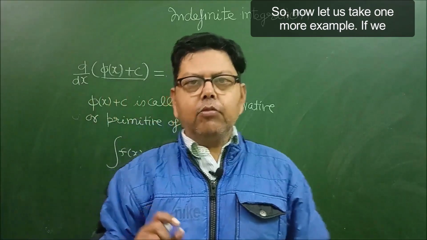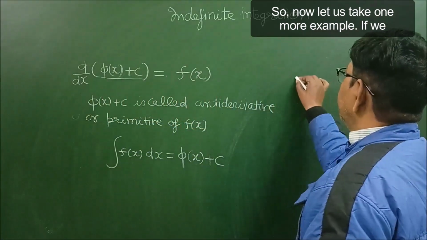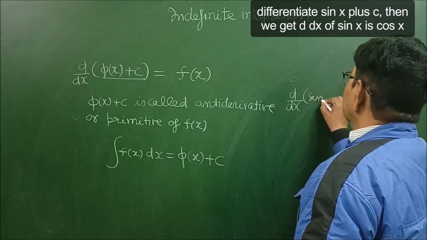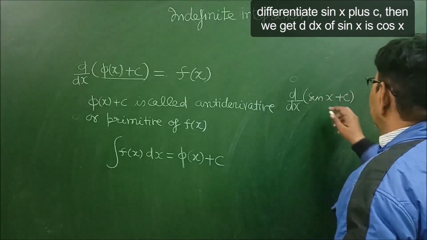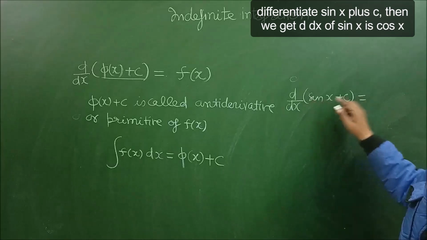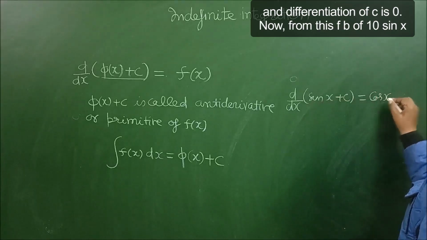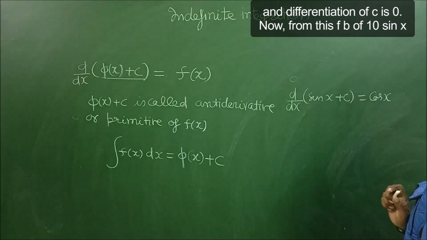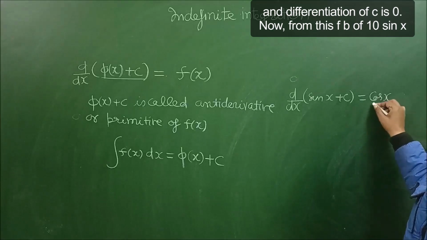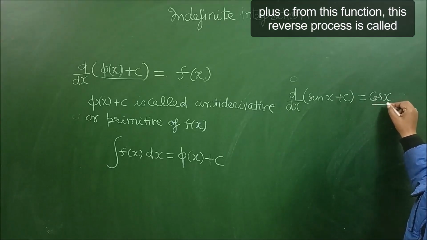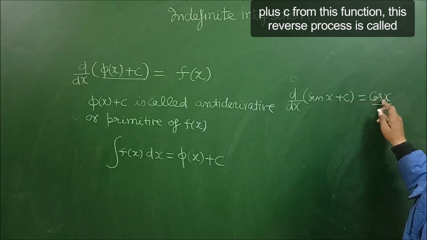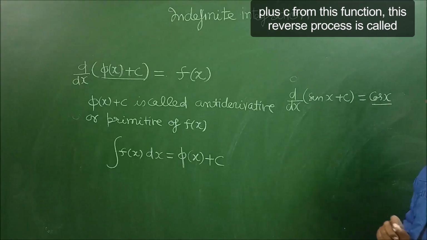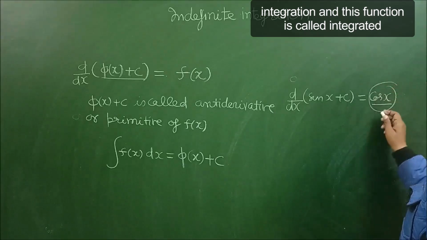So now let us take one more example. If we differentiate sin x plus c, then we get d dx of sin x is cos x, and differentiation of c is 0. Now from this, if we obtain sin x plus c from this function, this reverse process is called integration, and this function is called integrand.